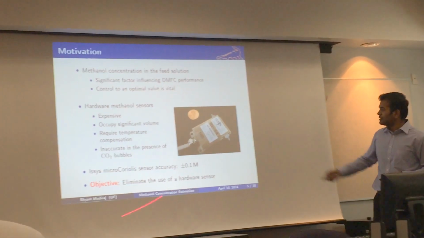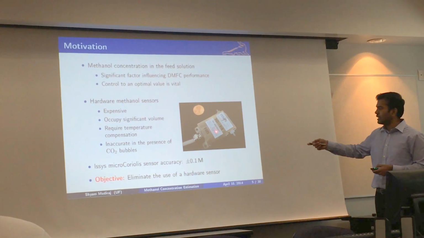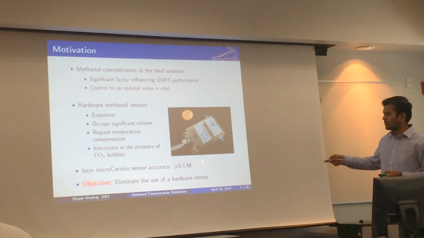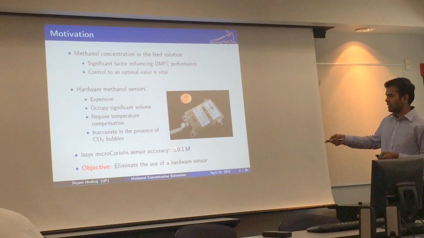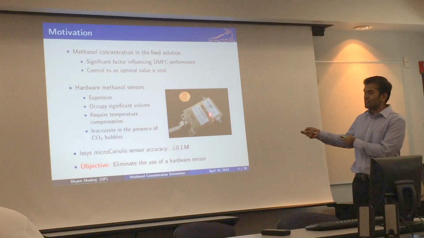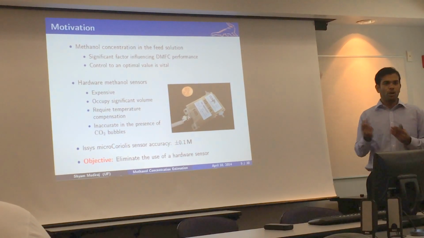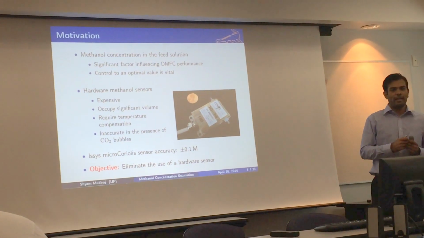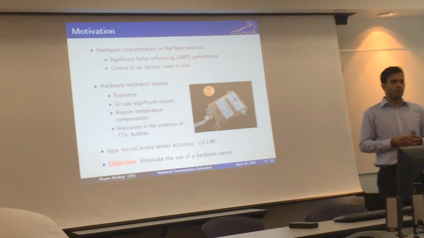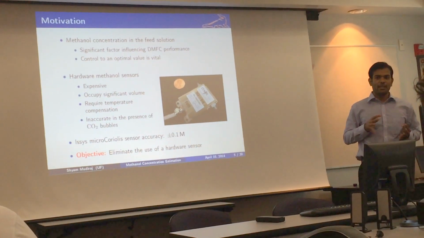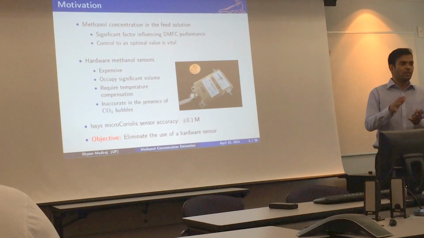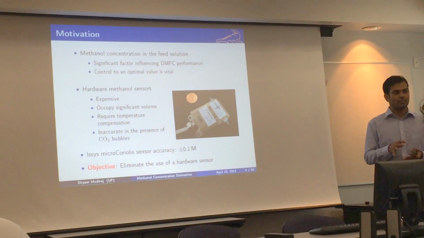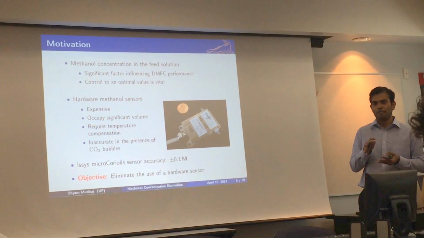Now, this is the methanol sensor that I was talking about. This is a micro Coriolis sensor with an accuracy of 0.1 molar. Please note this number, I'll come back to this later. And these sensors are expensive. If you want to know how expensive this sensor is, they cost $1,000 a piece. And we in our group came to a conclusion that if you want to take this entire fuel cell to the market, we want the cost of this product to be less than $300. So there is a problem here.